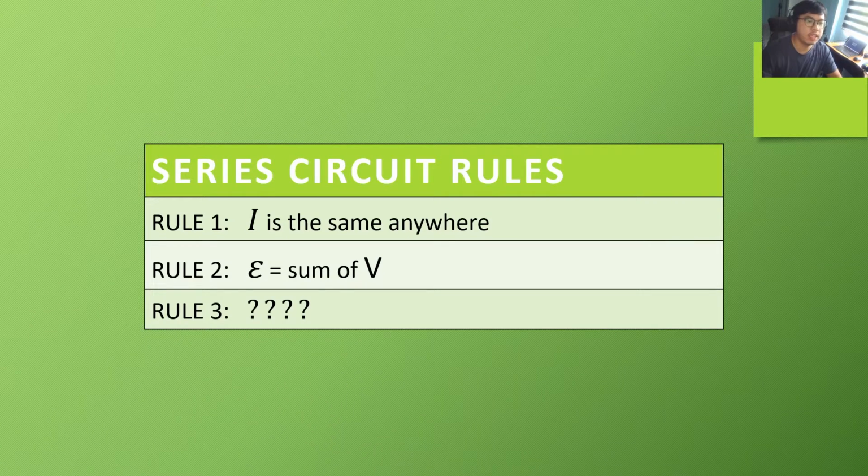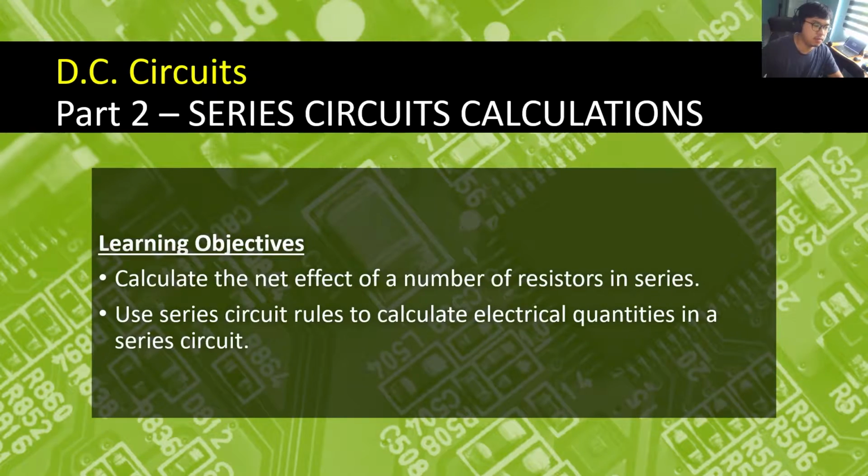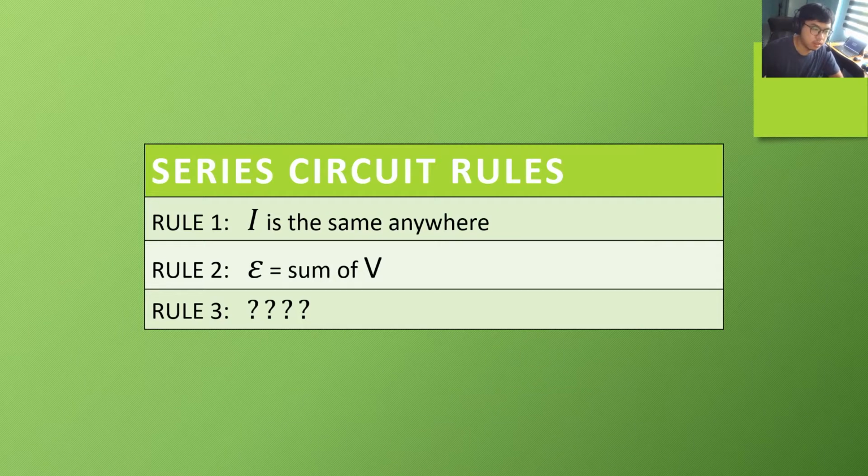Just to give you a bit of recap, these are the circuit rules that you learned. There are 3 overall. Rule number 1 is for the current, and the current is basically the same everywhere on the circuit. And rule number 2 is for the voltage, and in this case, the sum of all the potential differences or the voltages in each of the components should be equal back to the value for the EMF. Now rule number 3 is something that we'll look at in this video lesson.